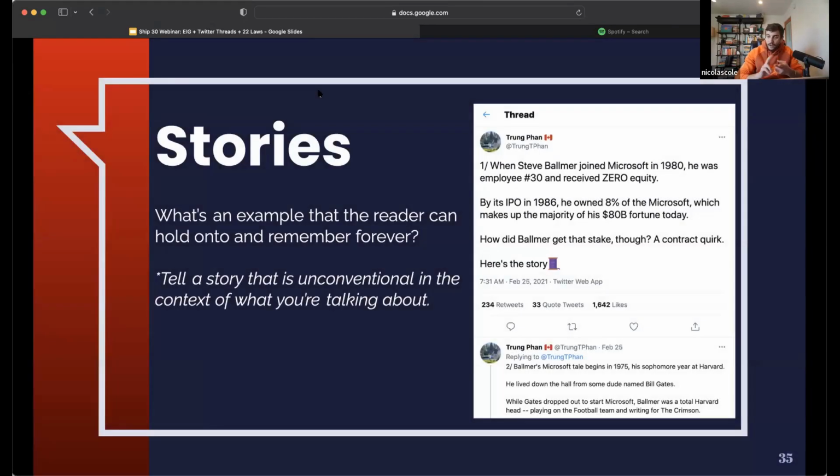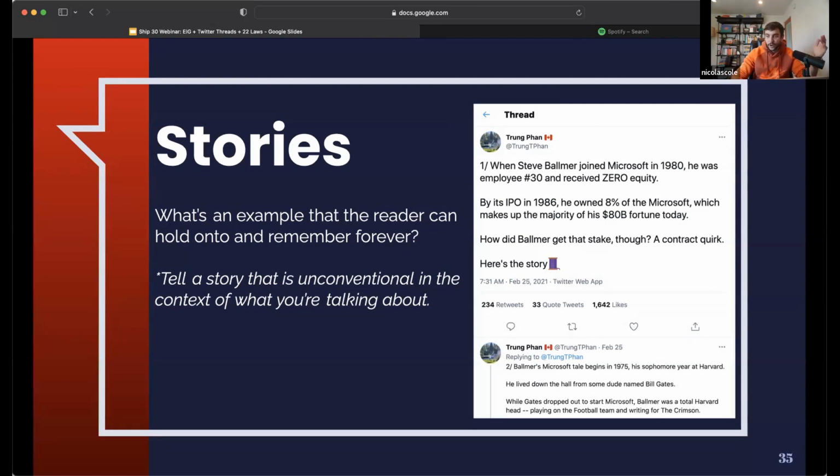The second type of Twitter thread that works really, really well are stories. Now, the key to a story is that in the beginning, you ever see the movie Fight Club, right? The movie Fight Club starts with the ending and then goes back and tells you the whole story. The beginning of your story has to tell the reader, here's where we're starting, here's where we're going to end up. Now follow me and I'm going to take you on a journey, right?